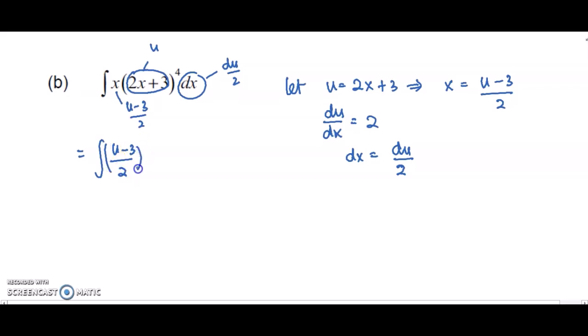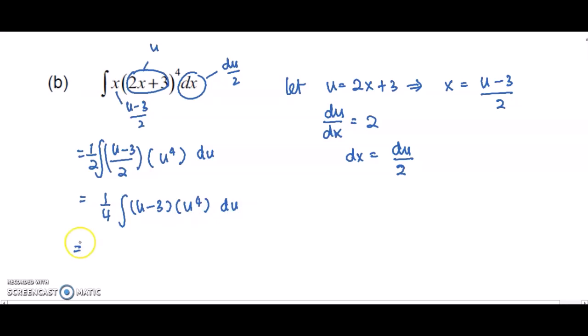The first one is u minus 3 over 2. The second one is u to the power of 4. And the dx is going to be du over 2. Over 2 again, I will take it out as a coefficient. So here you can see that I have the other 1 over 2 inside my integral, and I can just bring it out. Then finally, I have u minus 3 multiplied by u to the power of 4 du.